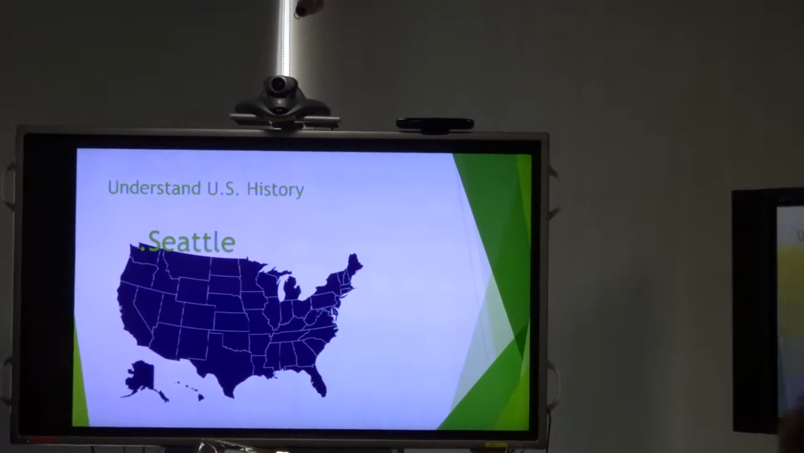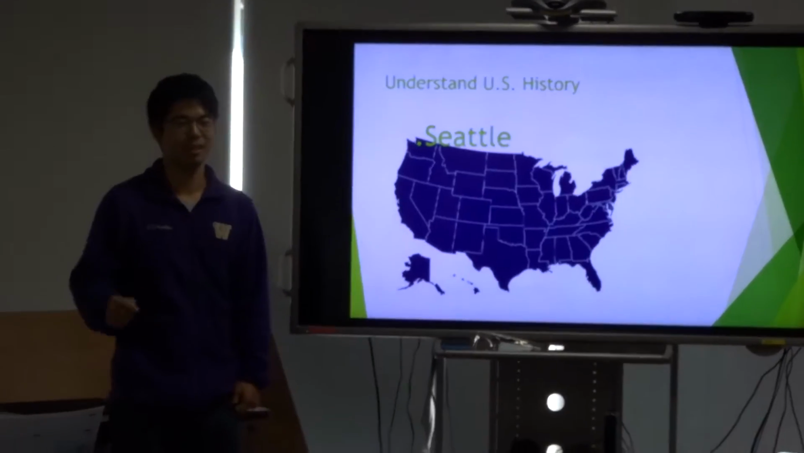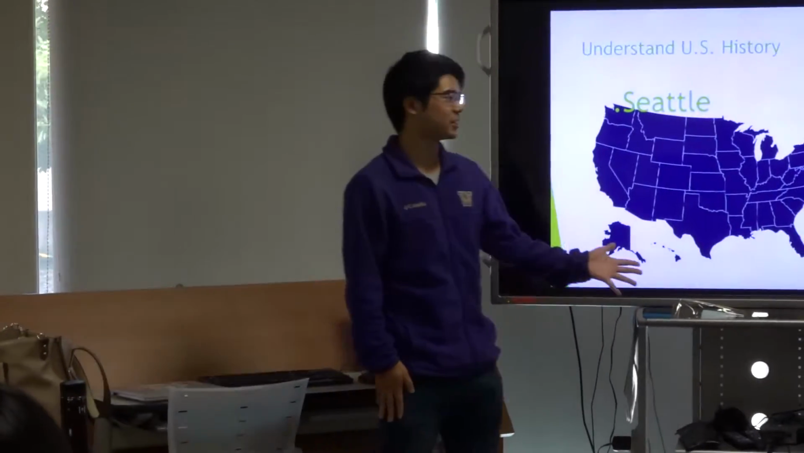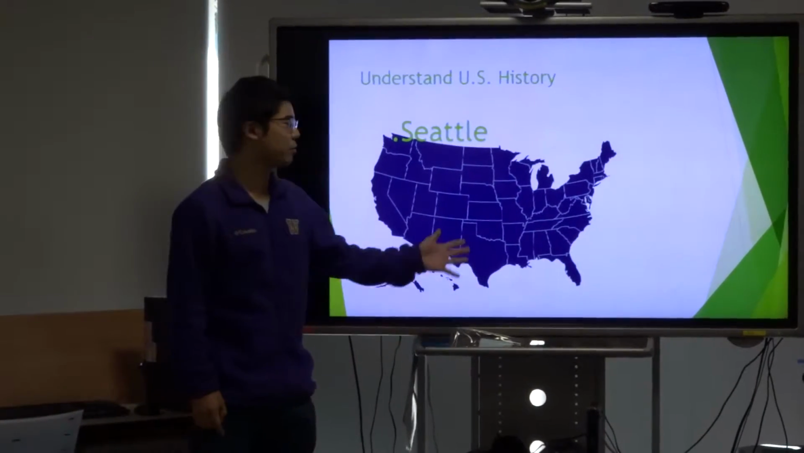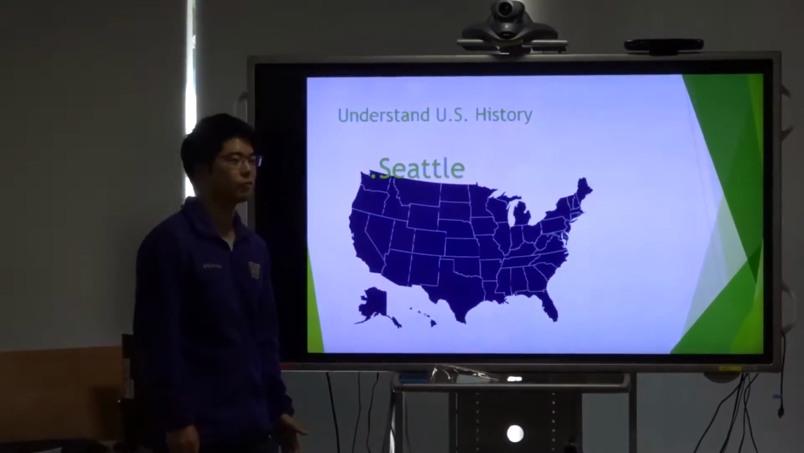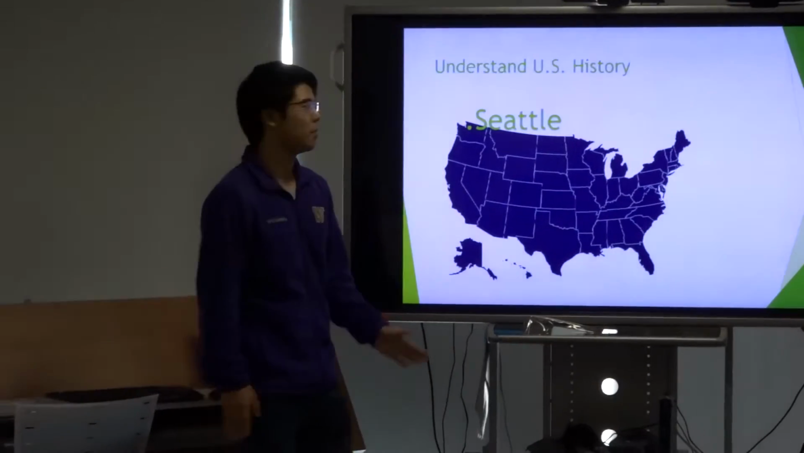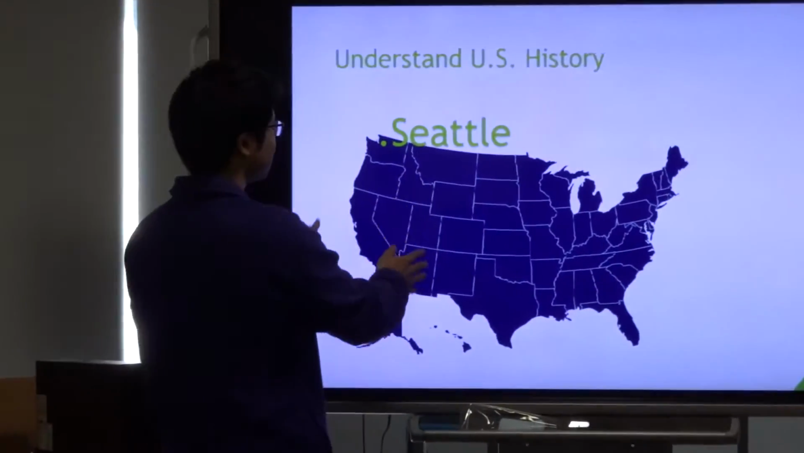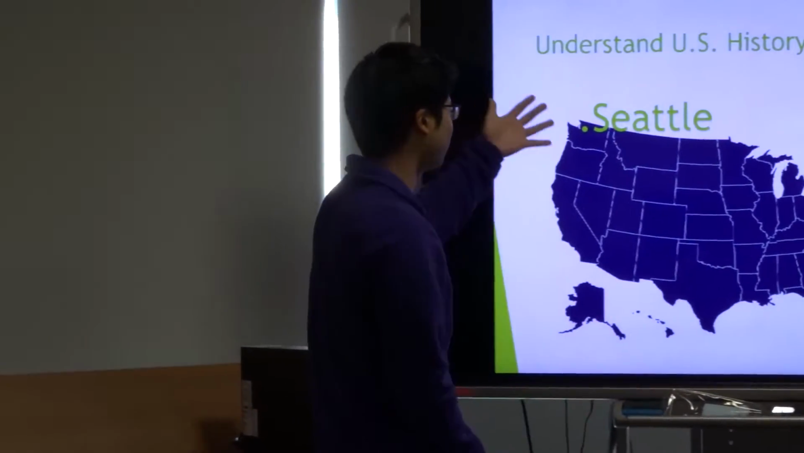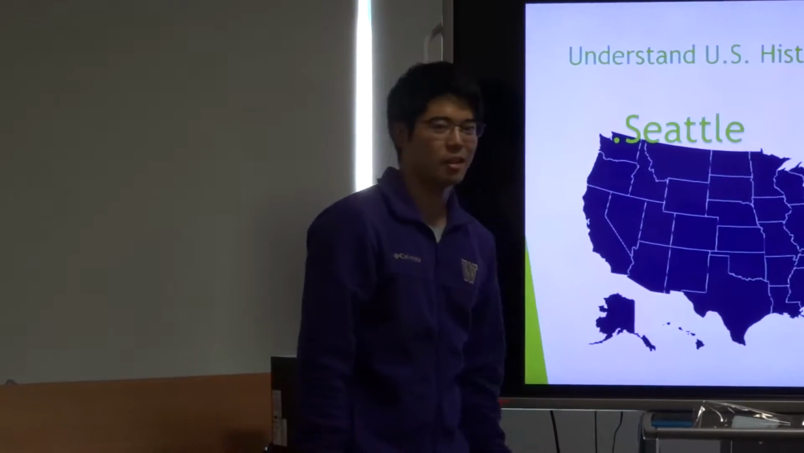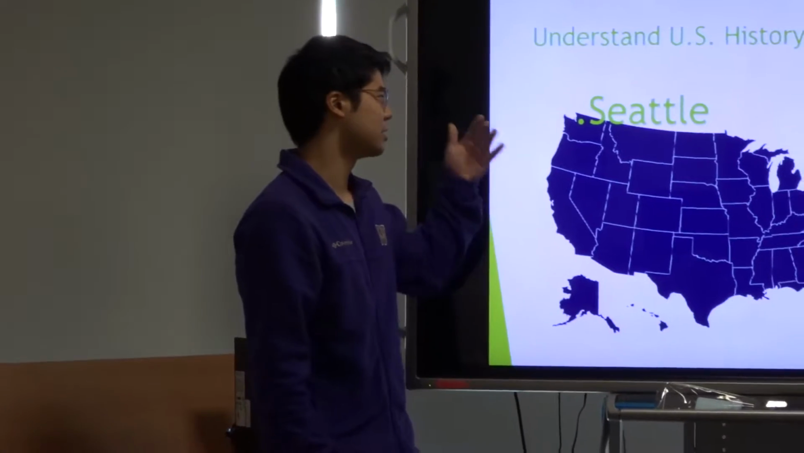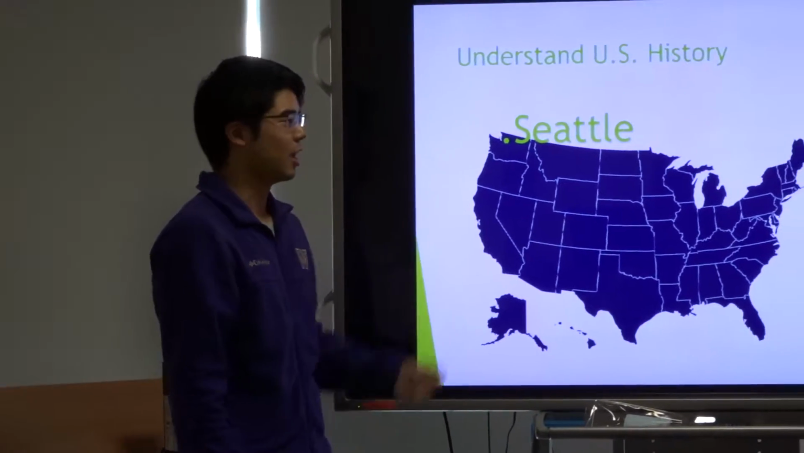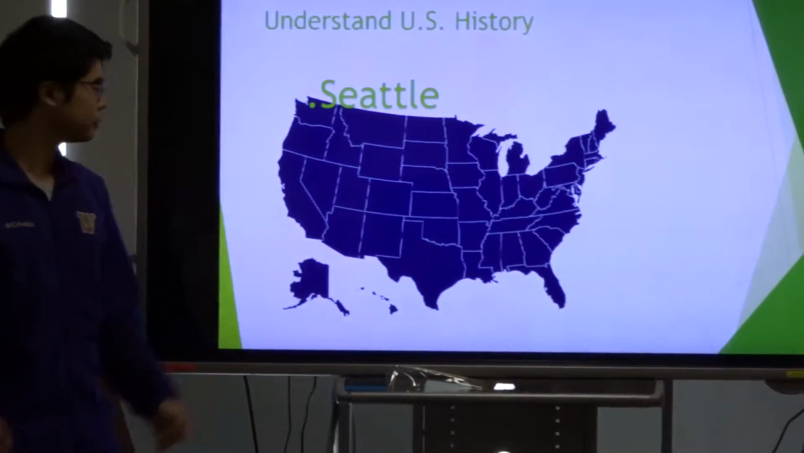So to understand Seattle, you have to understand U.S. history. America started in 1776, but when America started, everyone was living on the East Coast, and from 1800 to 1850, people started to move west to settle these lands, like California, Oregon, Washington. And then in 1851, a group of people landed in Seattle and founded a city. And since then, it's been growing.